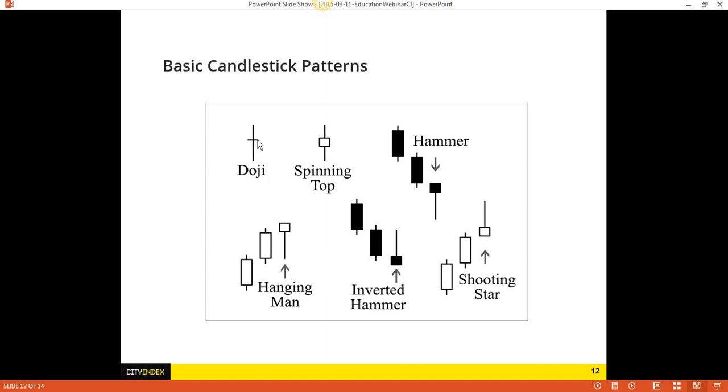So a doji is simply a candlestick that opens on this line right here, okay? Then it went up to hit a high up here and went down to hit a low down here, okay? Or it went down low first and then went high first. You don't know what happened there, but it doesn't really matter. What you know is that it closed right where it opened, right around where it opened, okay? And that shows indecision in the market.